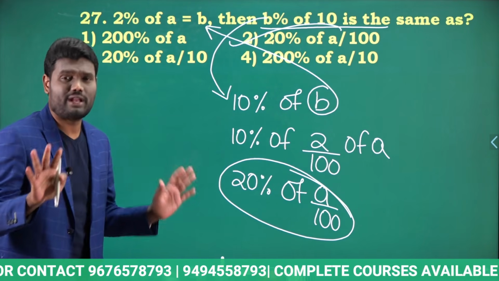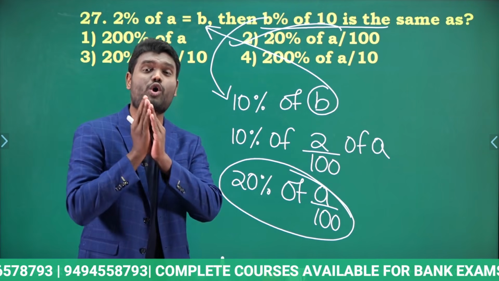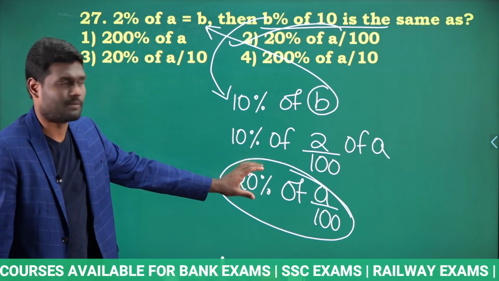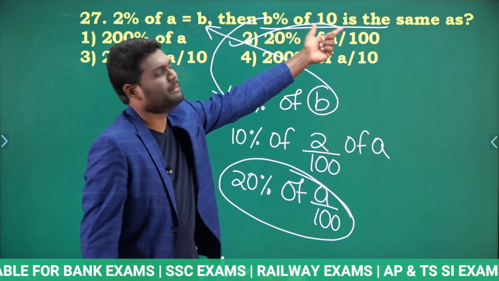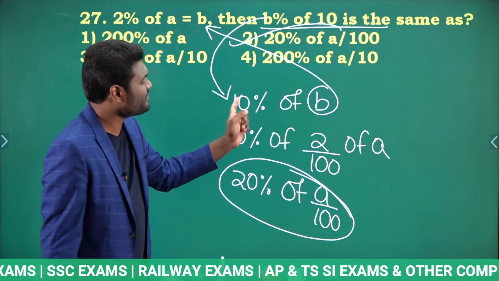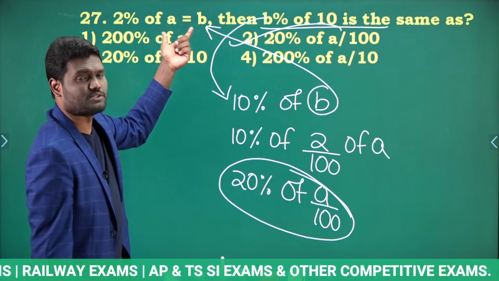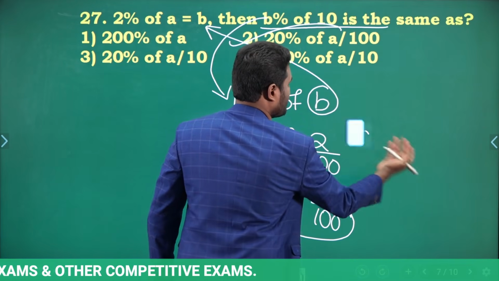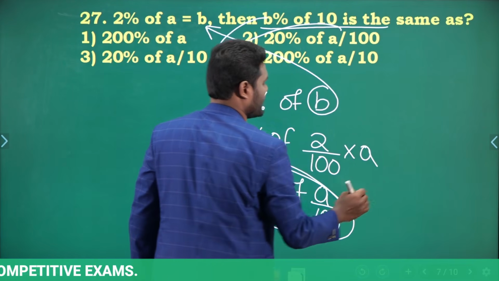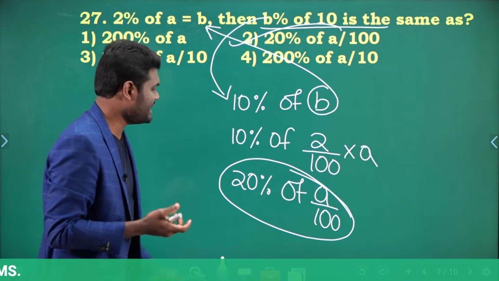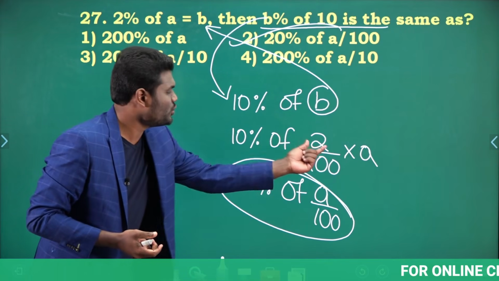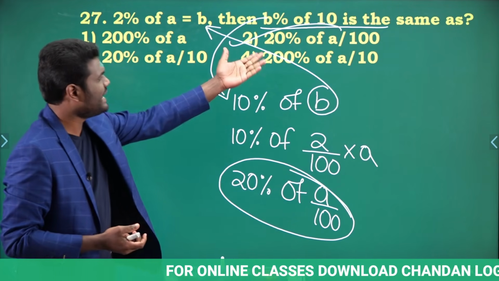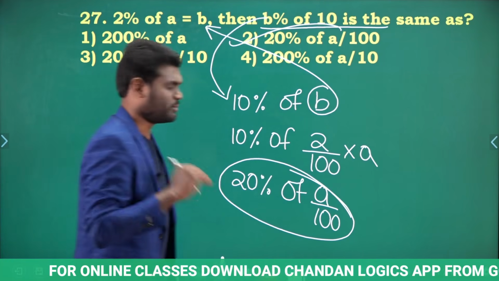Yes or no? Very, very simple. Just need to use your common sense. Once you use your common sense, these questions can be solved very easily. What I have done is, I need to calculate B percent of 10. I took B percent of 10 as 10% of B. Already I know what is B. Substitute B. When you substitute B, this is 2% of A. So 2% of A is nothing but 2 by 100 into A. As options are starting with 20, multiply this 2 with 10. So 2 into 10 is nothing but 20%. 20% of A by 100, which is the second option. Okay.